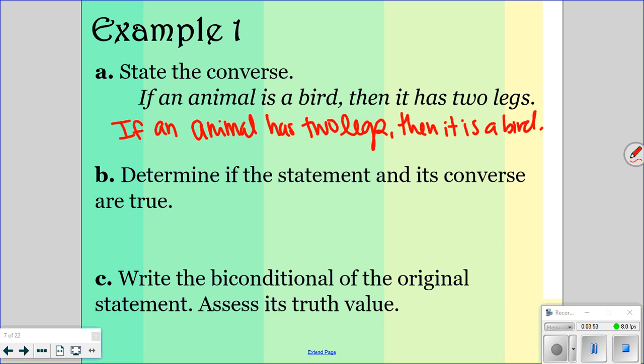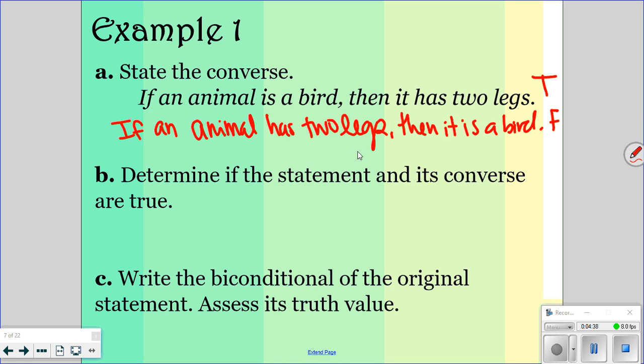We want to determine if the statement and the converse are true. So if an animal is a bird, it has 2 legs. This is a true statement. But if an animal has 2 legs, then it is a bird. That is false. Can you think of an example of an animal that has 2 legs that is not a bird? Hopefully, maybe you're thinking of a human. We are animals, or mammals, and we have 2 legs, but we are not birds.